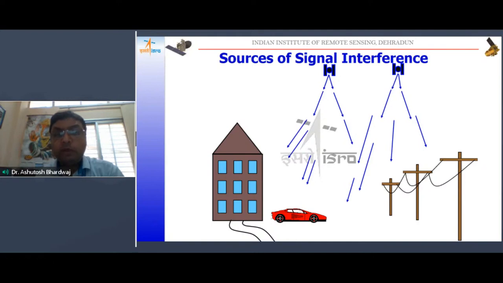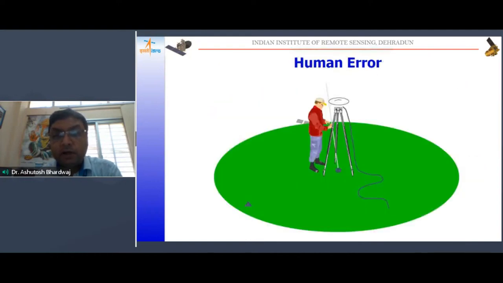We have to avoid the use of GPS installation near electric poles, because ultimately we are dealing with electromagnetic radiations which can be affected by electromagnetic interference from the electric wires and electricity. So these we have to avoid. You can ask certain questions.